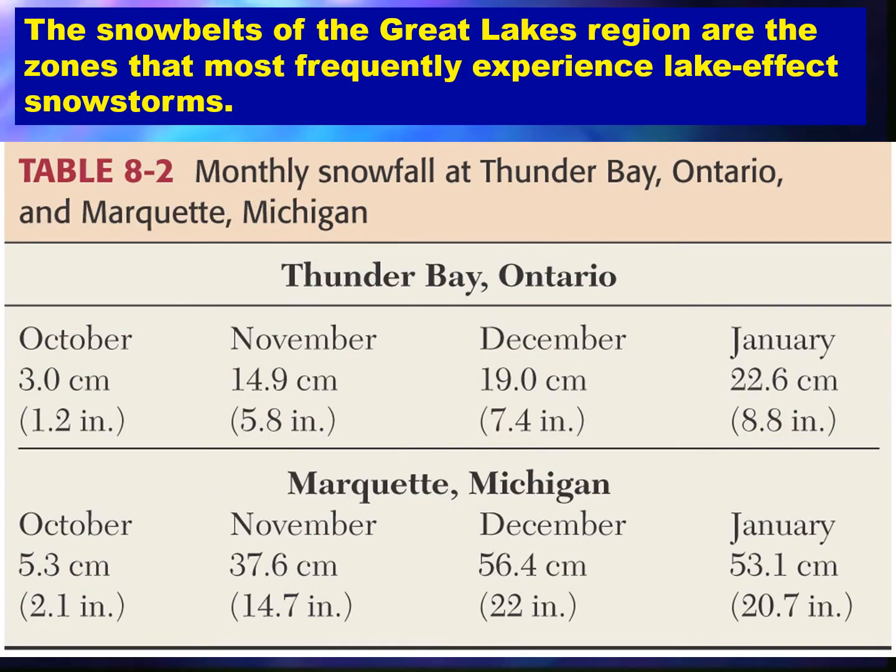So these are just showing Thunder Bay, Ontario and Marquette, Michigan. Is this a particular year? Maybe these are just averages of the amount of snow that you're going to get in inches and centimeters at certain times of year.